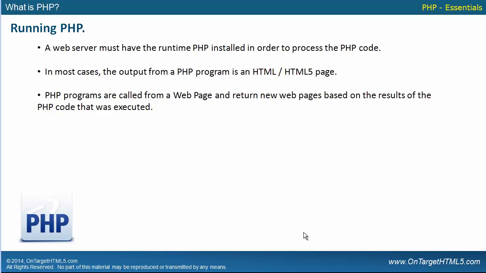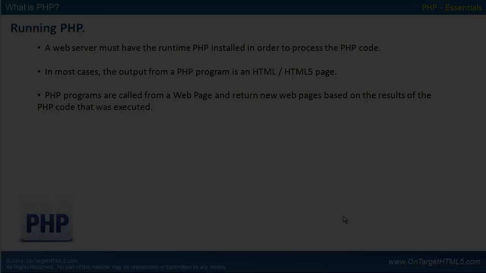PHP programs are called from a web page and return new web pages based on the results of the PHP code that was executed. And that's what we mean. We actually get this web page going. It's got PHP script in it. As the web page reaches that portion of the page with the script, it sends a request to the server. That PHP script is processed. The server responds back with the new HTML or HTML5 page, and that's displayed in the browser window.